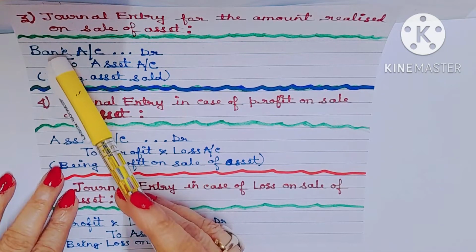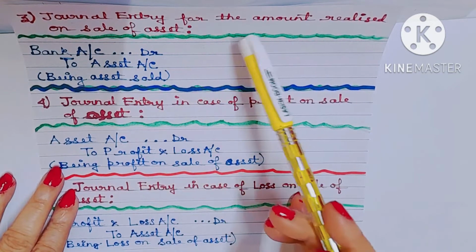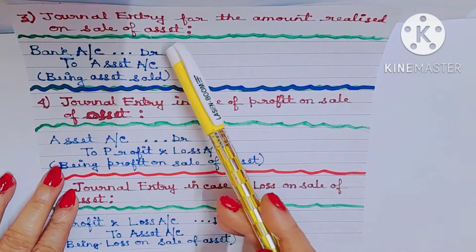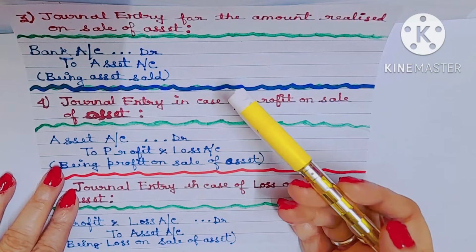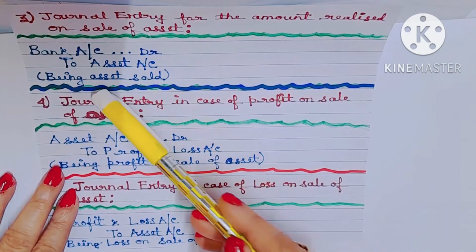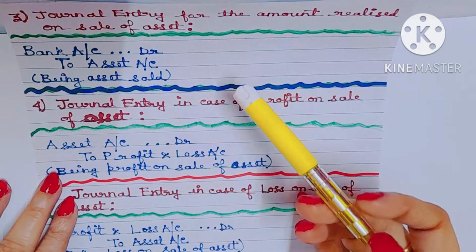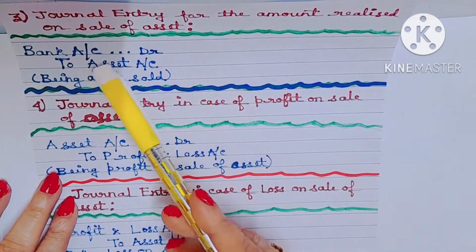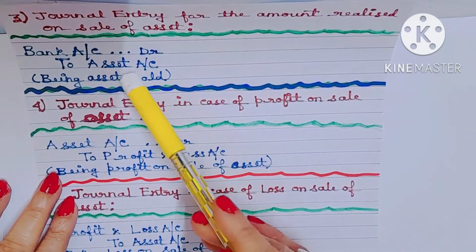The third journal entry is number 3, journal entry for the amount realized on sale of asset. When you sell an asset, what will be the journal entry? Bank account debit to asset account, being asset sold. When the business sells an asset, the journal entry will be bank account debit to asset account. Could be machinery account, could be furniture account.